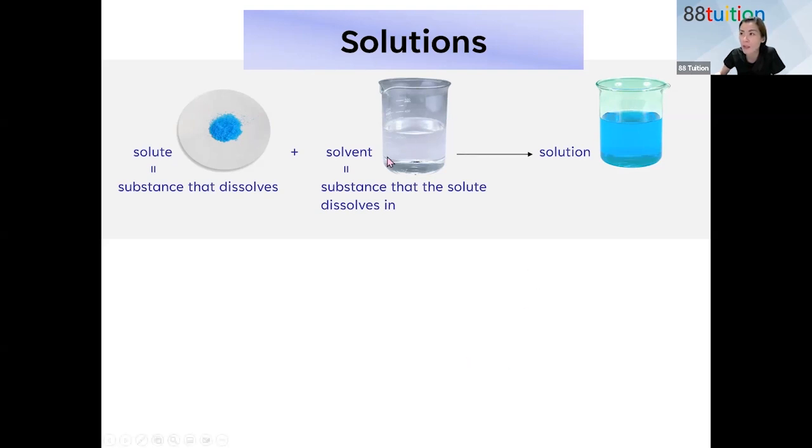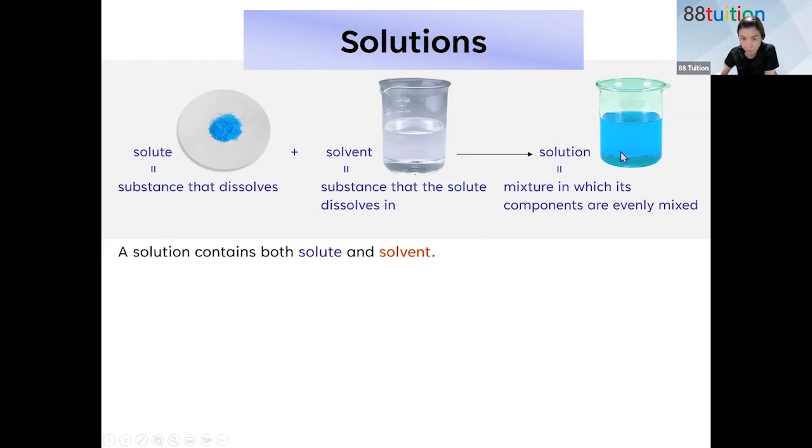So in this case, this is water, and this is copper sulfate. This chemical here is known as copper sulfate. And when it's dissolved in water, you call this the copper sulfate solution. Very nice blue solution. Take note, solution always contains both solute and the solvent. There are 3 types of solution you need to know.